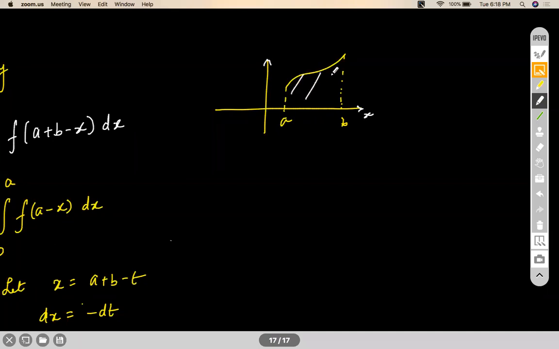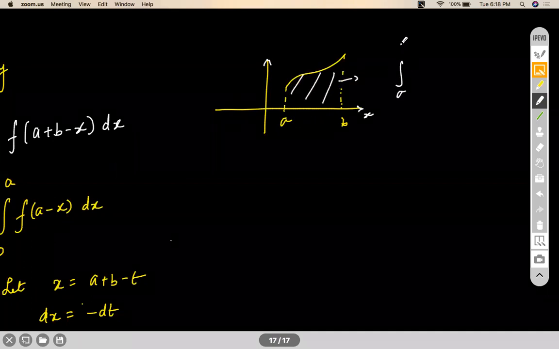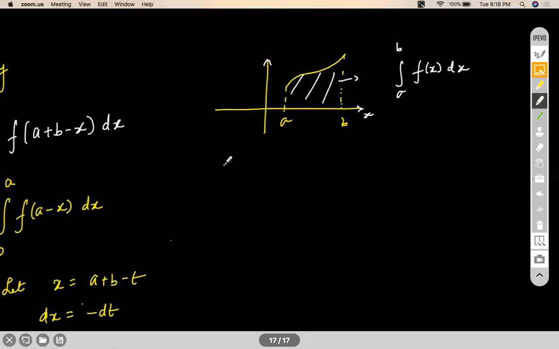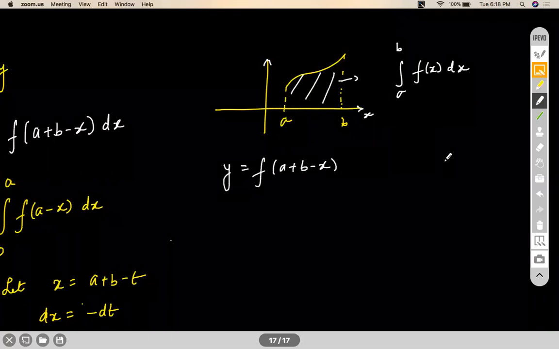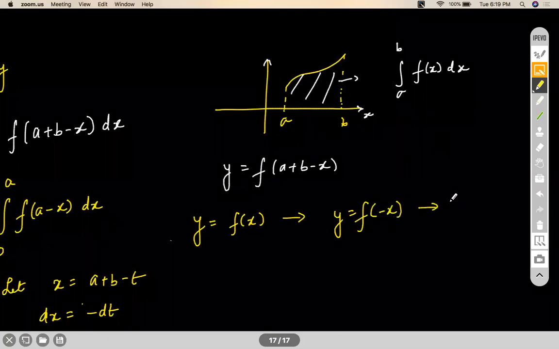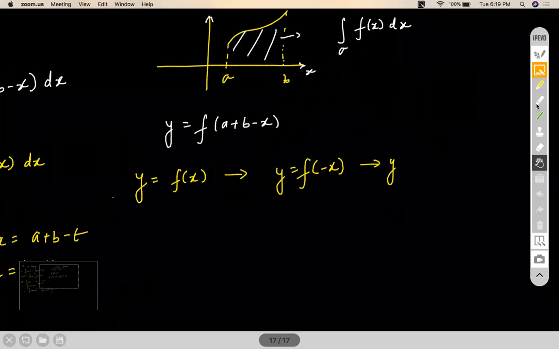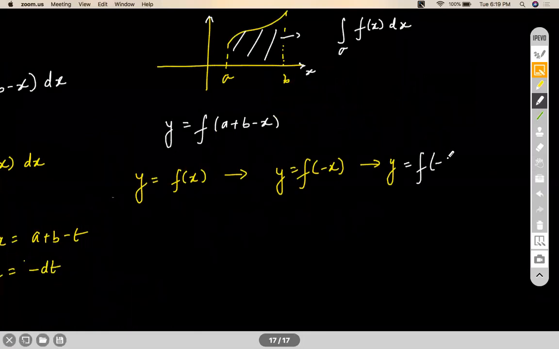So this area basically gives you the value of the integral f of x from a to b. Now, when I talk about this function, y is equal to f of a plus b minus x, how do you see this function? Basically, I see this function as, first you had this graph, then you change your x to minus x, correct? And then you change your x to x minus a minus b. Then you change your x to like this.